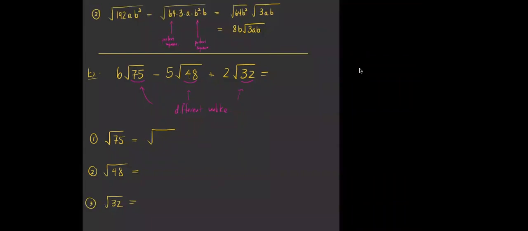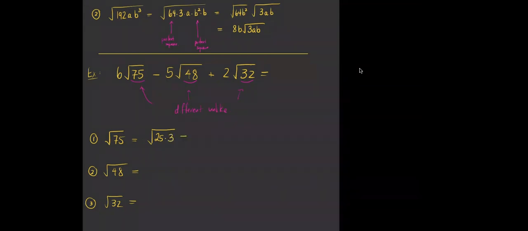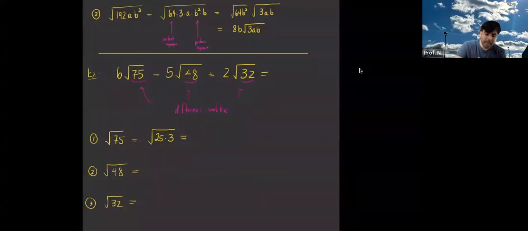Is it 25? Yeah, of course. So 25, how many times does 25 go into 75? Like if you have 75 cents, how many quarters do you need? 3. You need 3, right? So 25 times 3 is 75, and 25 is a perfect square.